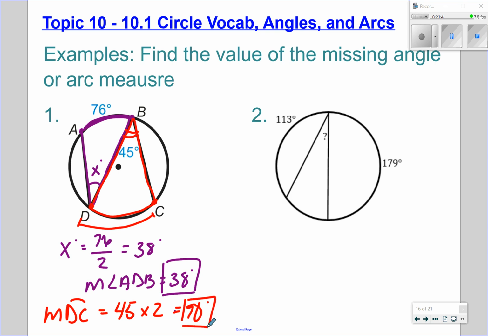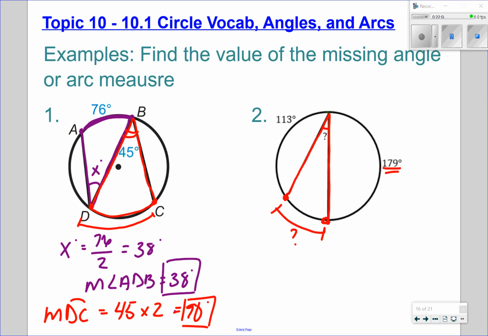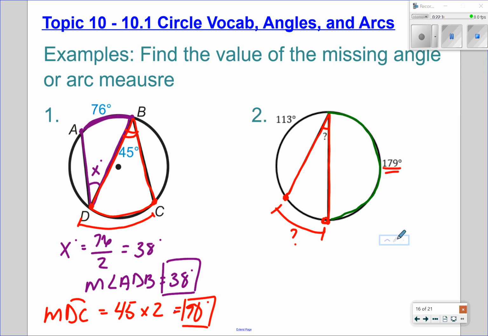Looking over here at the second one, we might be thinking, okay, well, I need to find this angle. Well, it would be really helpful if I knew what the intercepted arc was. Here's the endpoint and the other endpoint of this angle. So this intercepted arc would be really, really helpful also. Well, I'm also given that this arc measure over here is 179, and this arc measure represents this whole piece of the circle. And then I have this 113. This 113 is representing this arc of the circle.